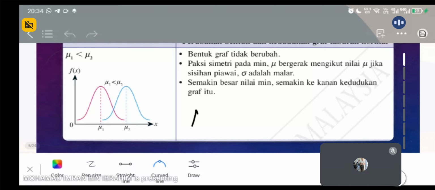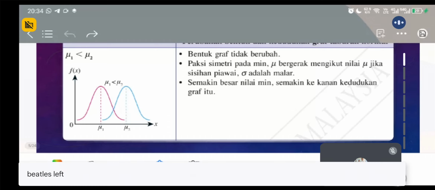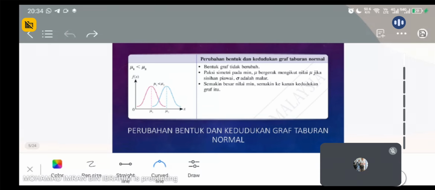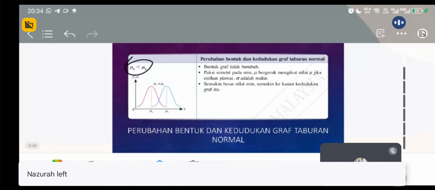So mu2 is actually greater than mu1. That thing also has to be known. So the change in shape and position of the normal distribution graph is also decided by the mean value. Okay, alright.